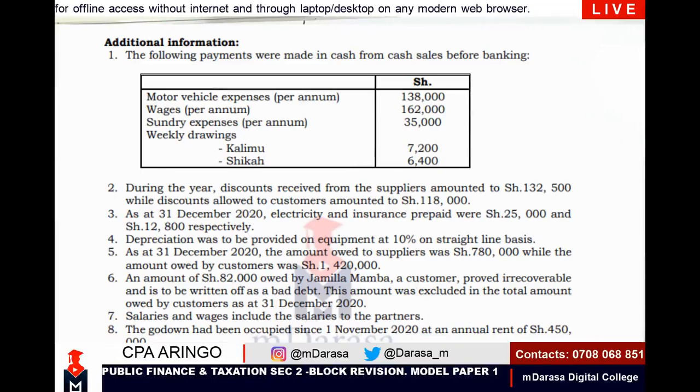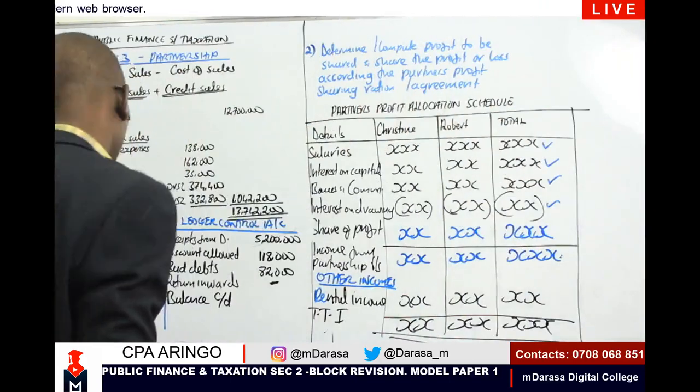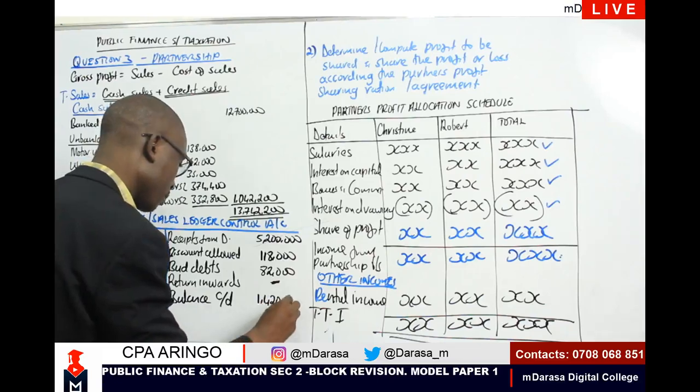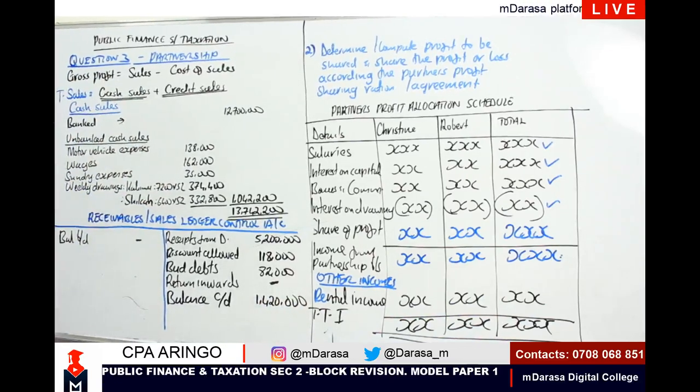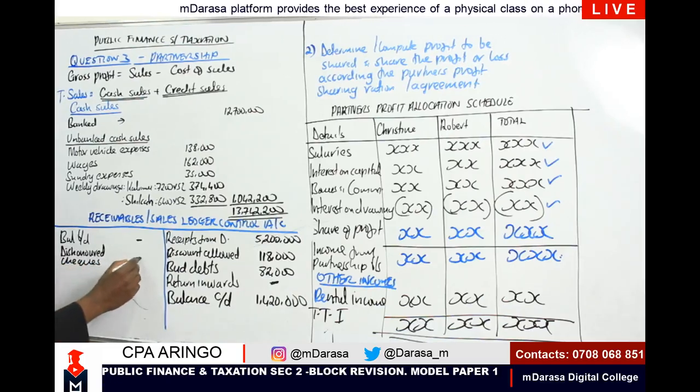If we go to note number 5, what were we told? As of 31st December 2020, the amount owed to suppliers was 780, while the amount owed by customers was 1,420,000. So I should be having here 1,420,000. The other question would be, did we have components like dishonored checks? If we had, we could have placed it here, but in this case, we didn't have.